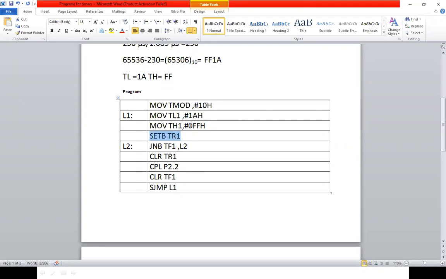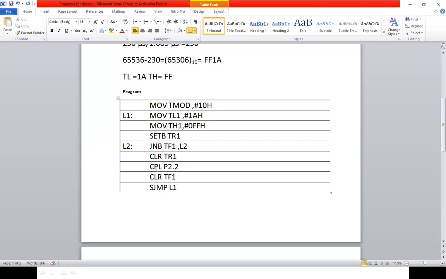After that, when the count goes to FFH, what will happen? It will set the flag to 1, so it removes this line and goes to the next line. So it will clear TR1, which means the timer you set is now cleared.